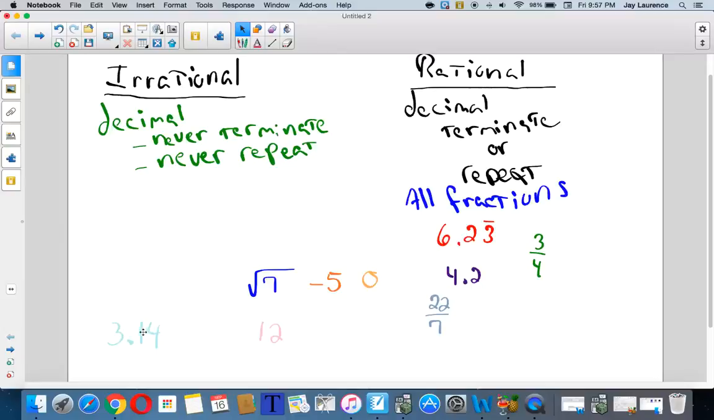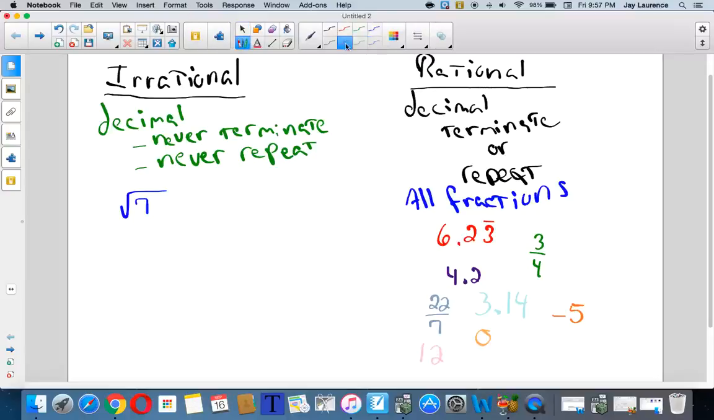All right, how about 3 and 14 hundredths? Yep, you guessed it, rational. Why? It terminates. How about the square root of 7? Well, that's irrational, right? -5. It terminates. Put it in the rational side. 0. It terminates. 12. It terminates. Now you might be thinking that, wow, there aren't very many irrational numbers. And that's not actually true. There just aren't that many examples up here.